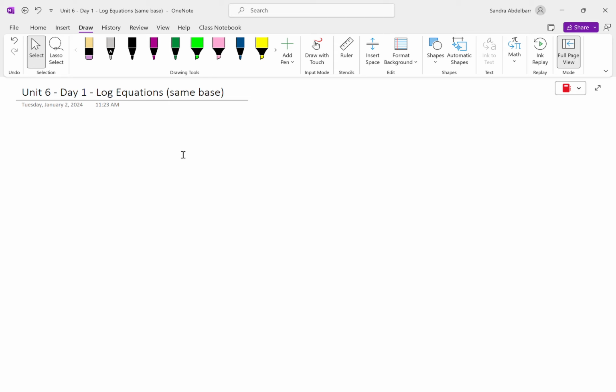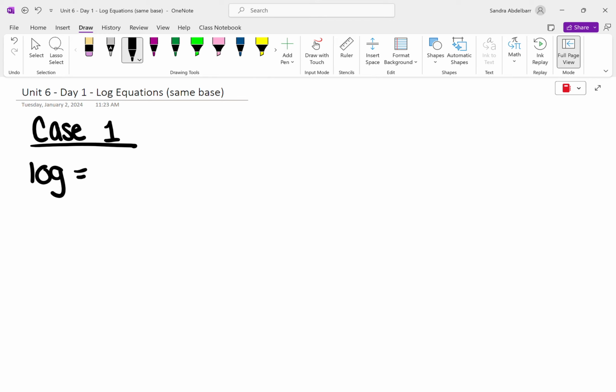So when we're solving log equations, there's two different scenarios. The first scenario is when a log equals another log. And in this case, what we want to do is make sure that all the logs in the equation have the same base.